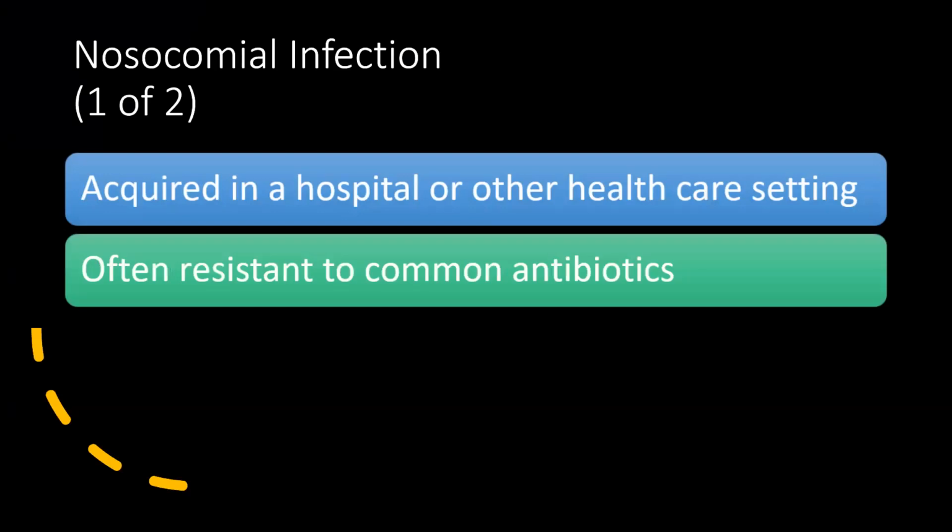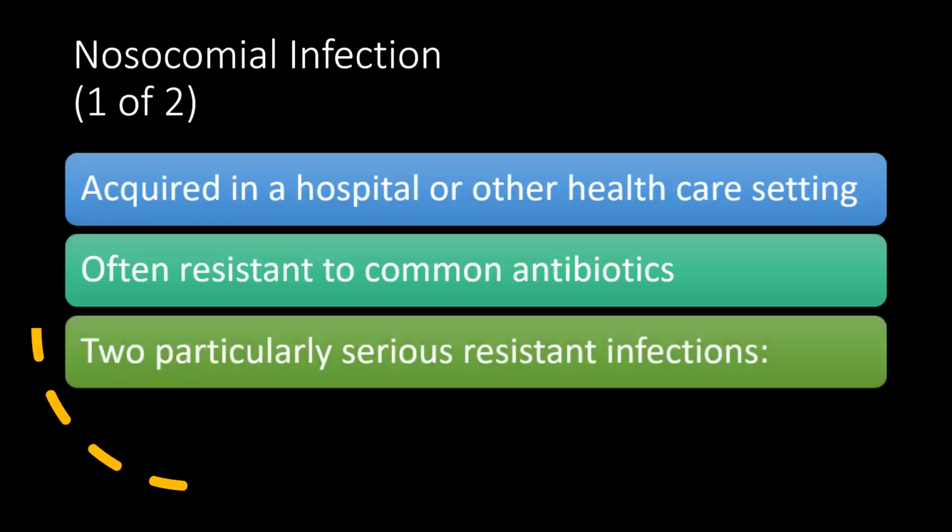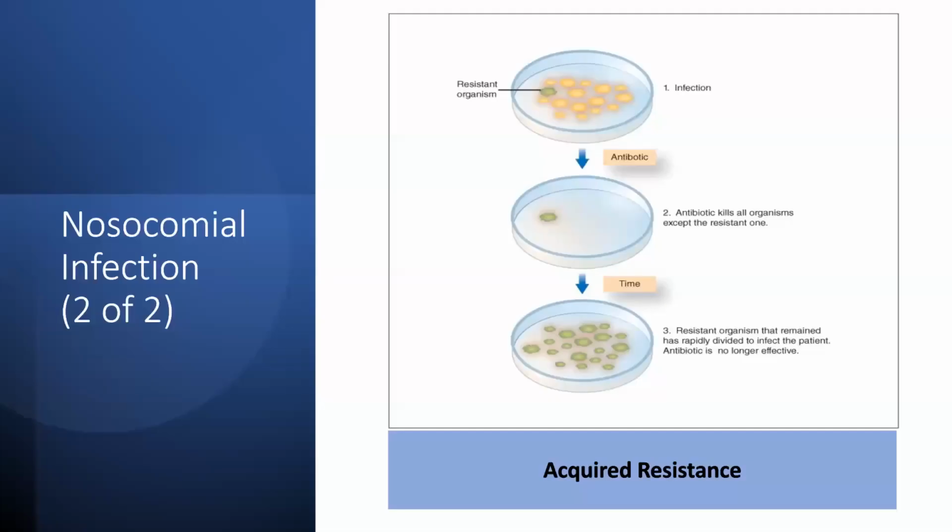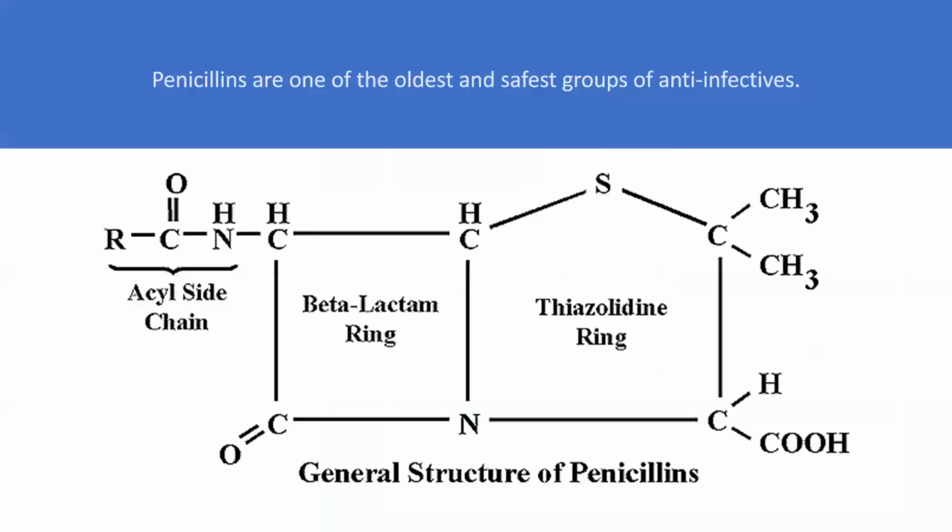They are often resistant to the common antibiotics, and these are two particularly serious resistant infections. This is acquired resistance. When we see a resistant organism, we take it in a Petri dish, and we see that the antibiotic kills all the organisms except the resistant one. After some time, we will see that the resistant organism that remained has rapidly divided to infect the patient. So the antibiotic is no longer effective for that person.